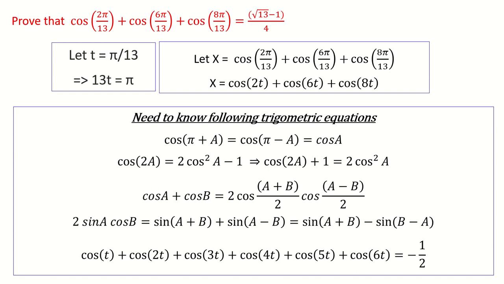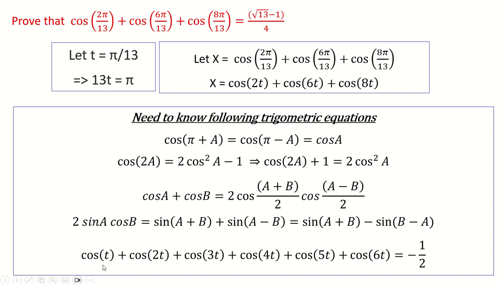Okay, so sin(a minus b), if you take the negative out, you can write it as minus sin(b minus a), right? So it will become sin(a plus b) minus sin(b minus a).